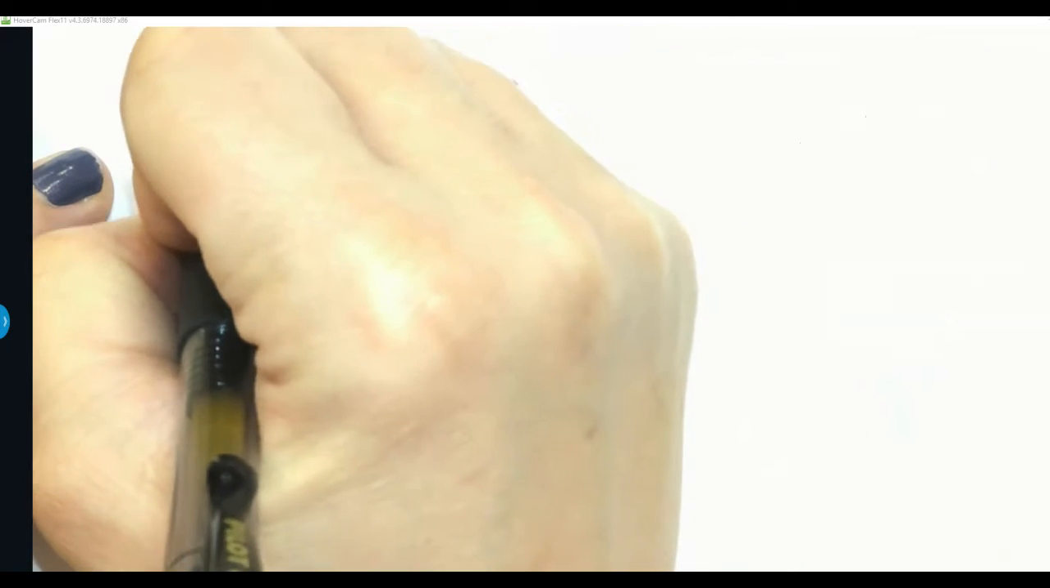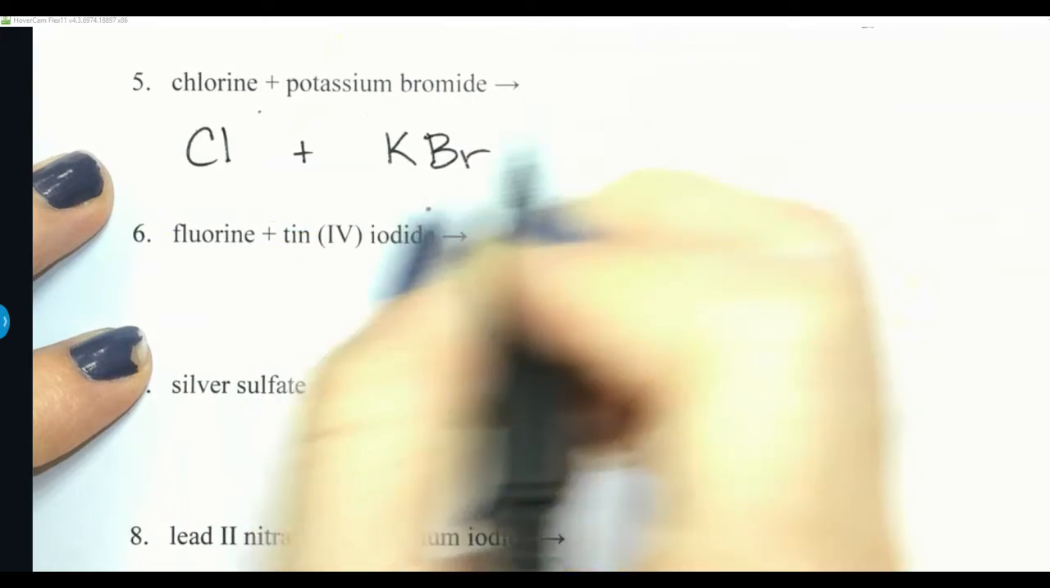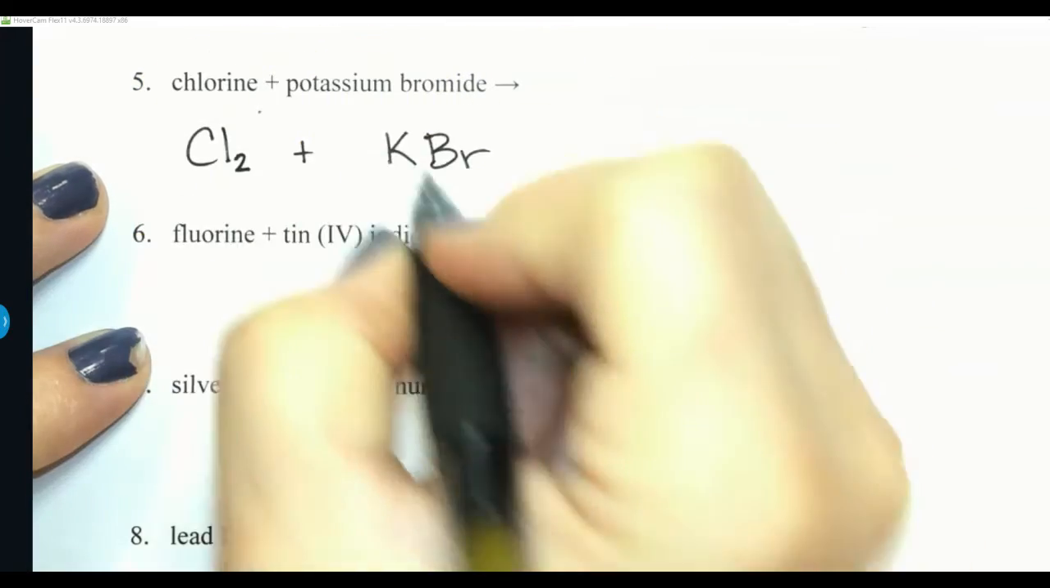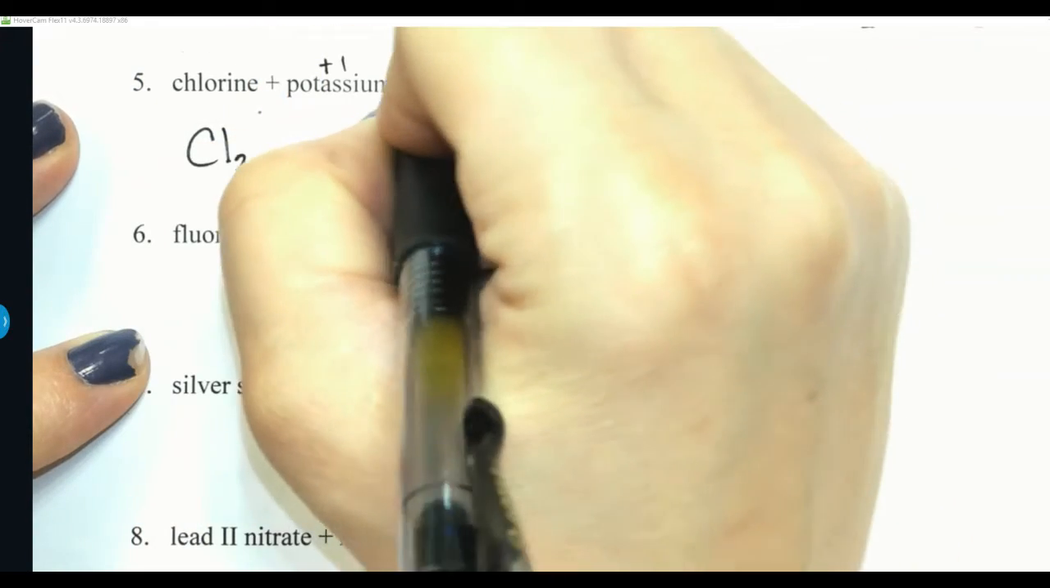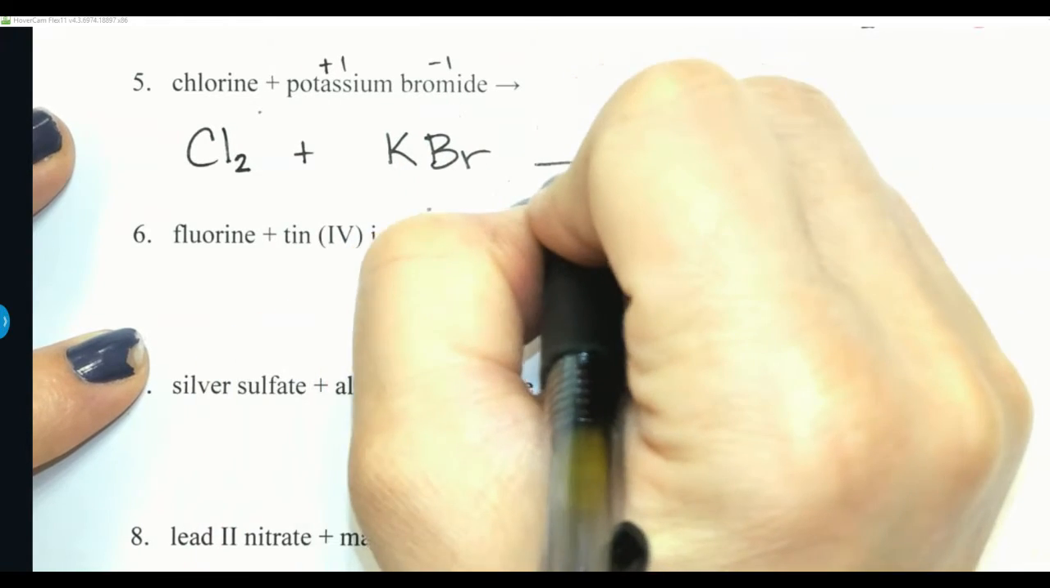This has chlorine plus potassium bromide. Chlorine is a diatomic, so it needs a 2. And then potassium is a +1, bromide is a -1. Those cancel, so this is just KBr.